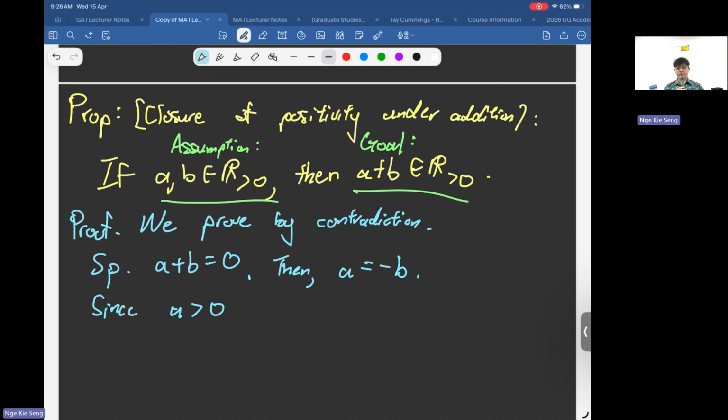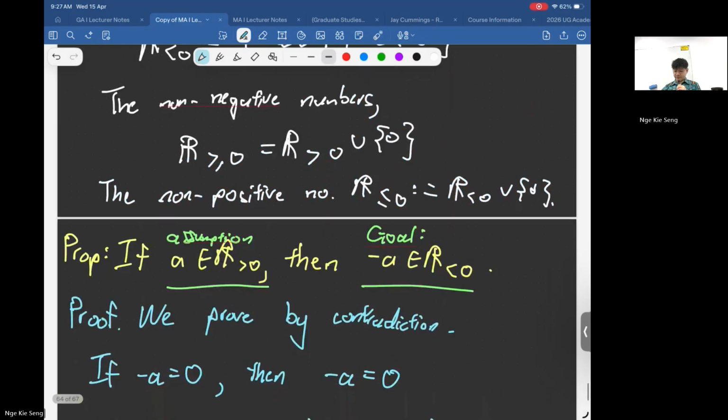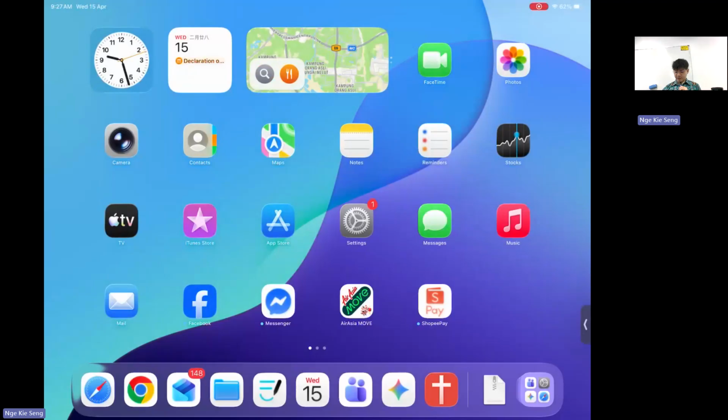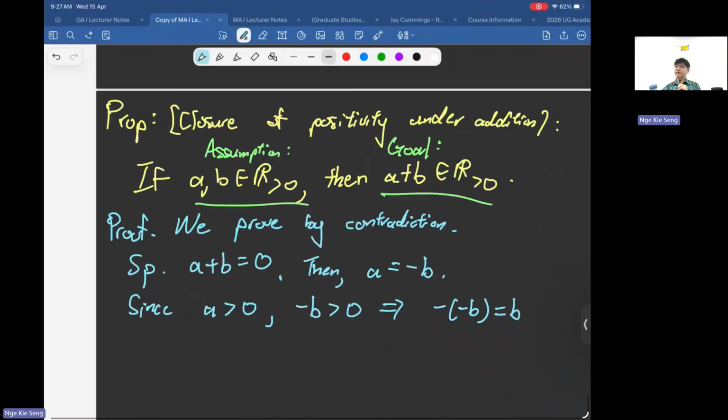But since A is greater than 0, this implies that minus B is also greater than 0, because it's the same thing. But then from the previous case, what do we get? If minus B is greater than 0, then what is minus B? B, yes. But then B is greater or less than? You put a negative, you swap the sign. So it becomes less than 0.